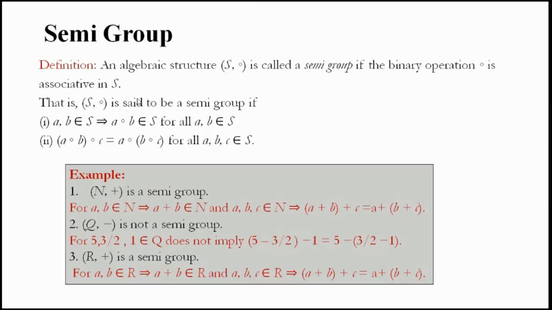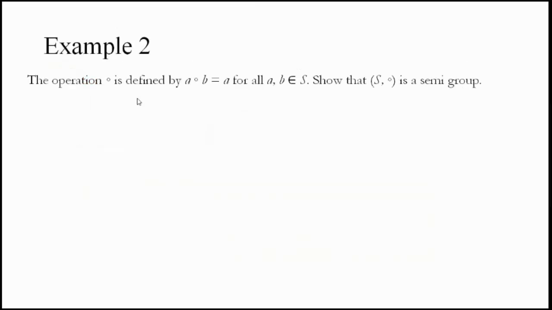R is real numbers or any other? Real numbers. So now the binary operation is defined by A operator B is equal to A. That means if you perform the binary operation on A and B, this expression will always give you A, for all A, B belongs to S. Show that S with the binary operator is a semi-group.